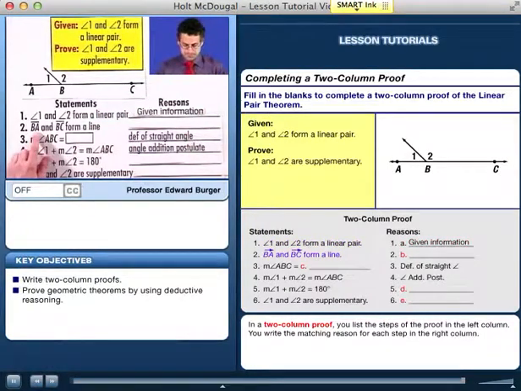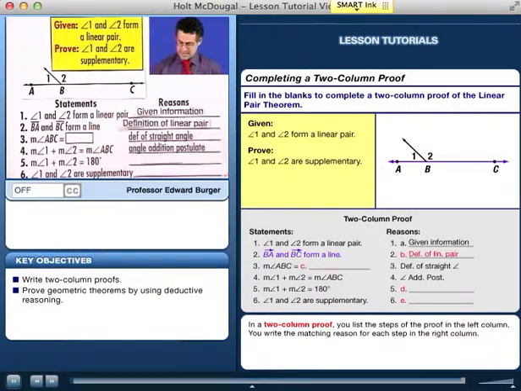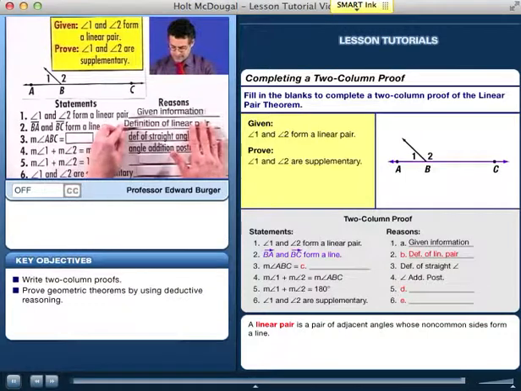The next thing, the ray BA and the ray BC form a line. So let's take a look at that. That's BA and BC, and they form a line. Why is that true? Well, that's exactly what it means to actually be a linear pair. So, bling, definition of linear pair. Great, now we are talking.